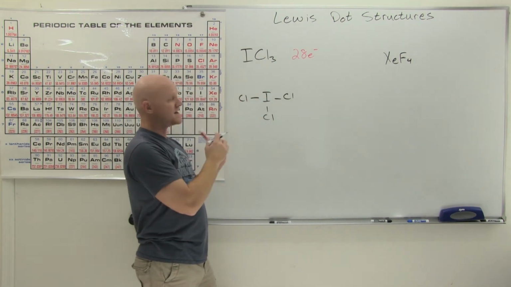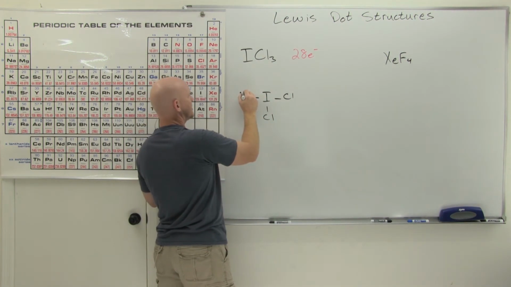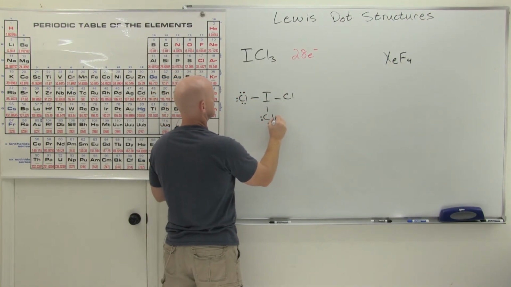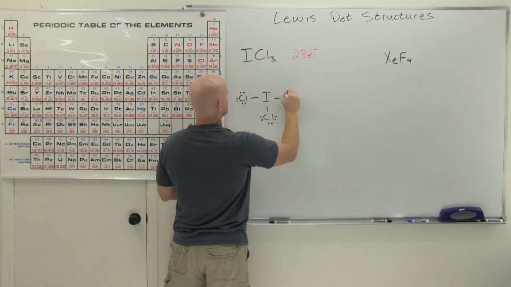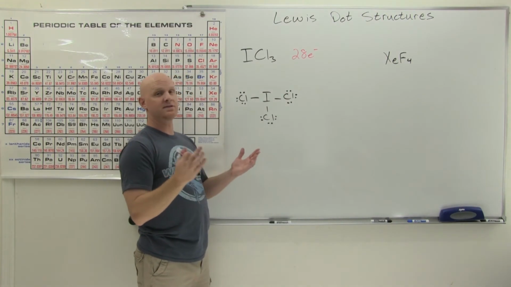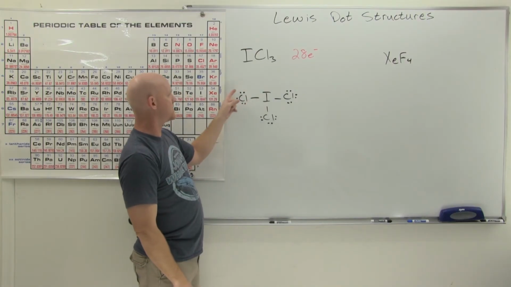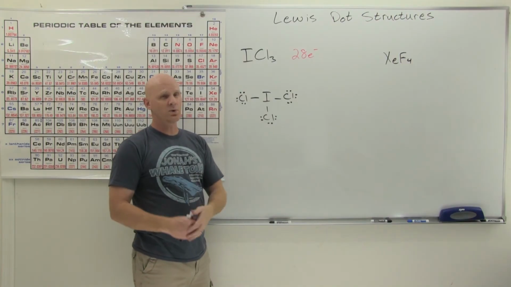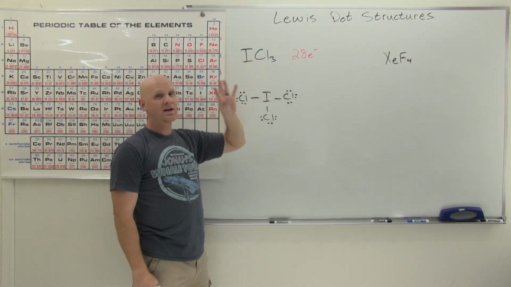Cool. Got our skeleton set up, and we will fill up those outer chlorine atoms. And now we've got to take an accounting. How many electrons do we have left? Do we have any left to give to iodine? Well, again, 2, 4, 6, 8. There's 8 around each of the 3 chlorines. We've used up 24. We've got 28. So there's 4 electrons left.